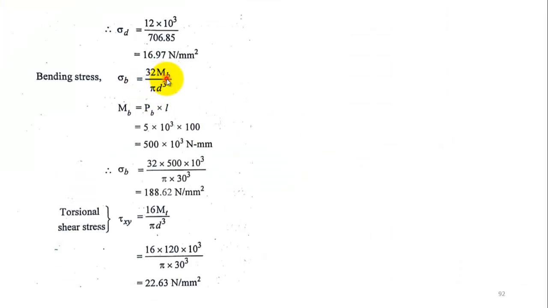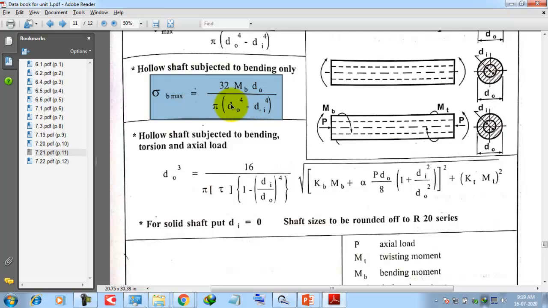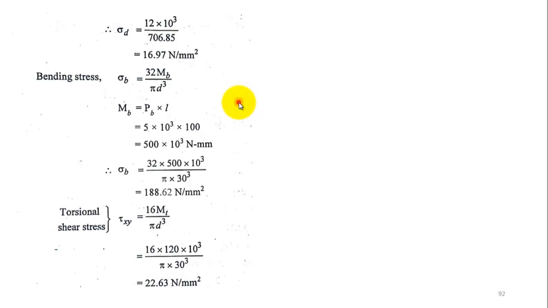Here, if you see 32 MB by pi d cube, instead of pi d cube, they have given it in terms of d naught and di, because this system is a hollow shaft condition. This formula is somewhat similar. Bending stress value will be 32 MB divided by pi d cube. In this case, instead of d naught and di, they have combined it into d cube. This formula you have already studied in your strength of materials, I think.